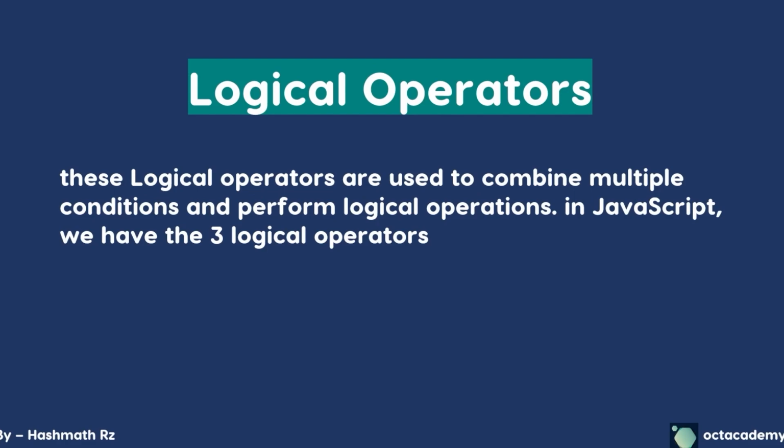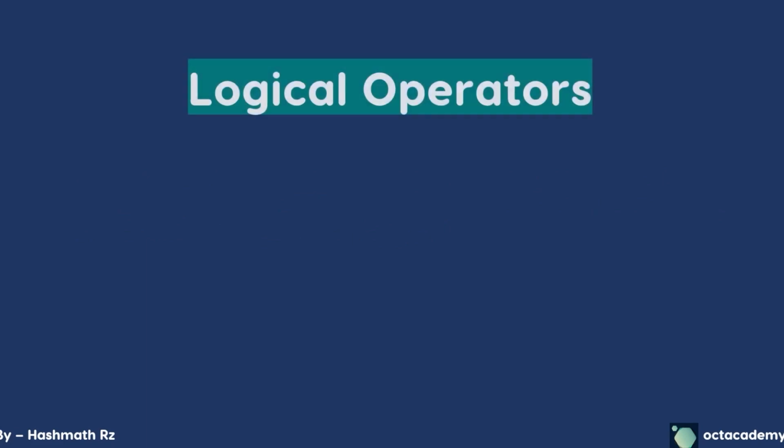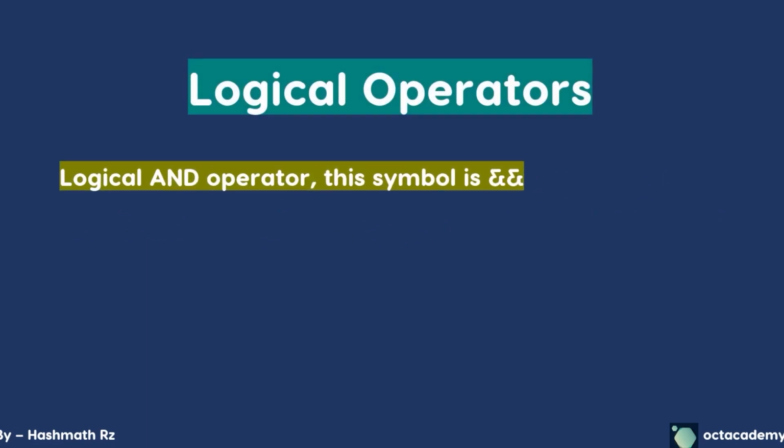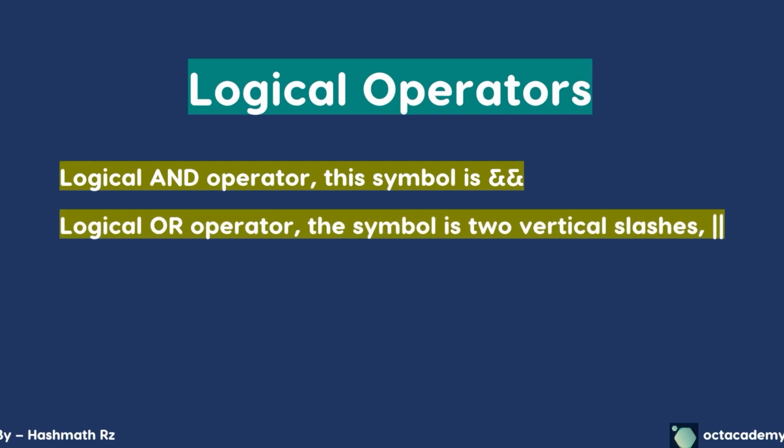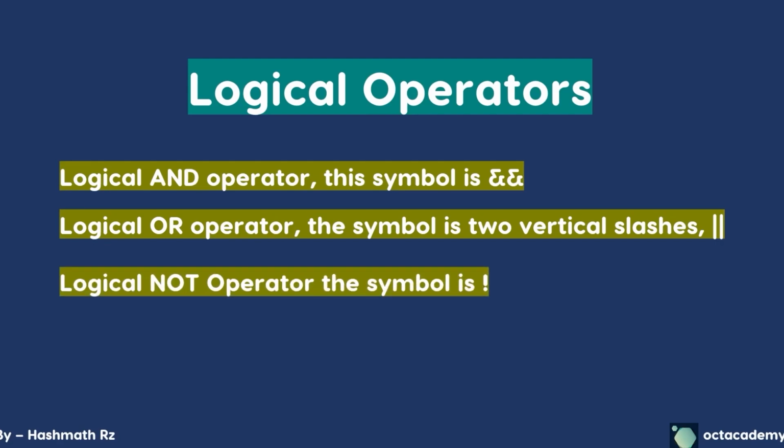These logical operators are used to combine multiple conditions and perform logical operations. In JavaScript, we have three logical operators: the logical AND operator, the symbol is double AND sign. Next, the logical OR operator, the symbol is two vertical slashes. Okay. Next we have the logical NOT operator, the symbol is an exclamation mark.